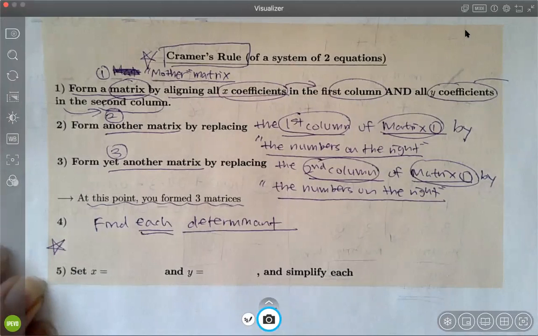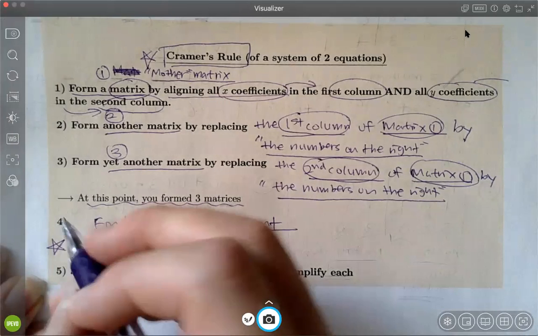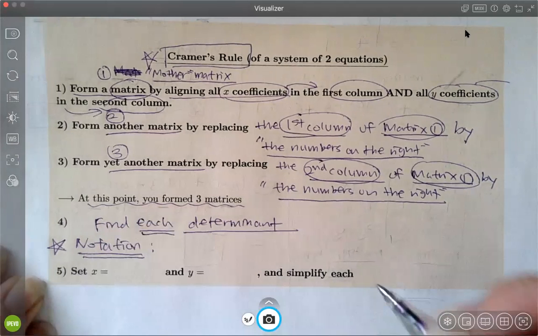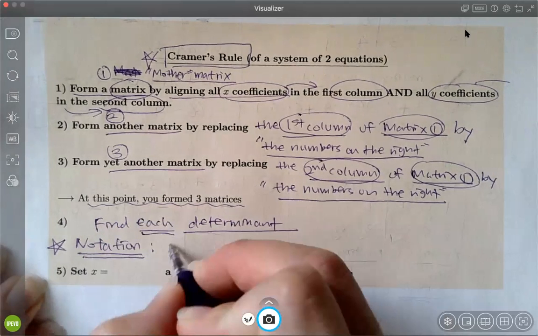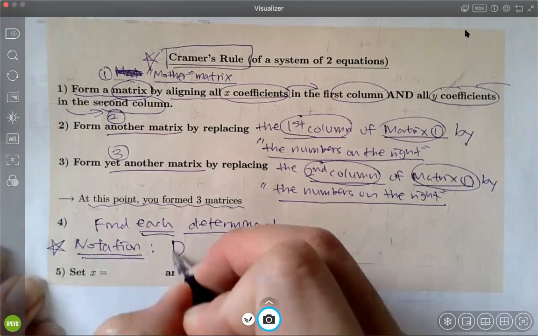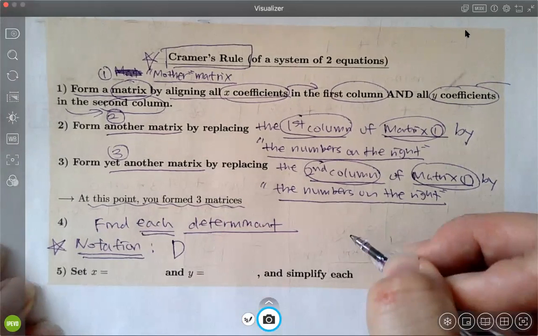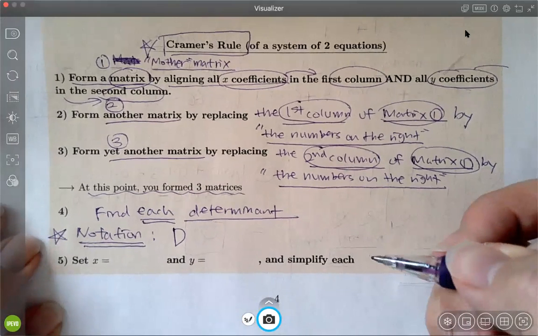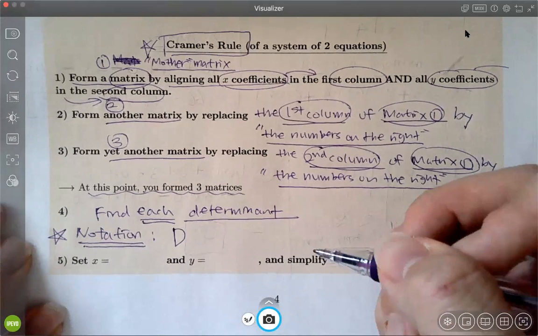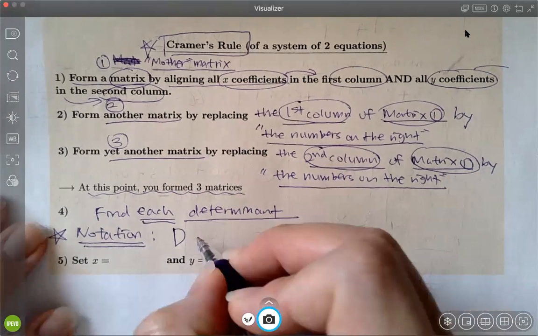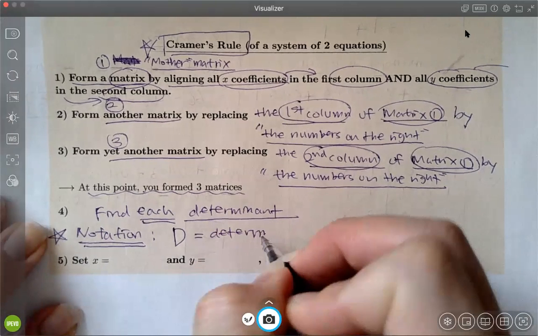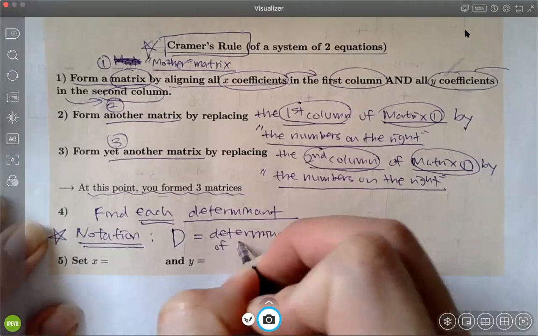The notation for each determinant goes like this. The capital letter D, which is the letter used to denote the LA Dodgers if you are a baseball fan, but whatever, there's no baseball here. So the capital letter D is the determinant of the mother matrix, the determinant of matrix 1, the mother matrix.